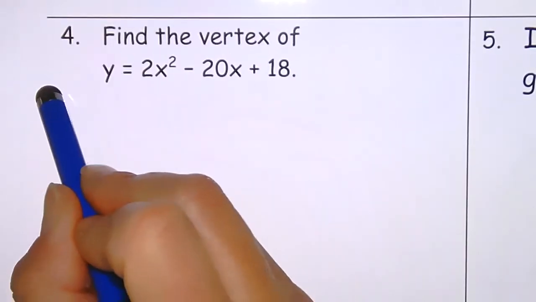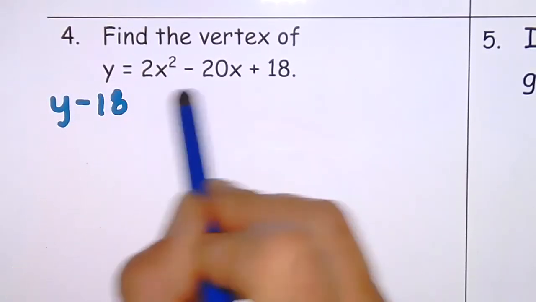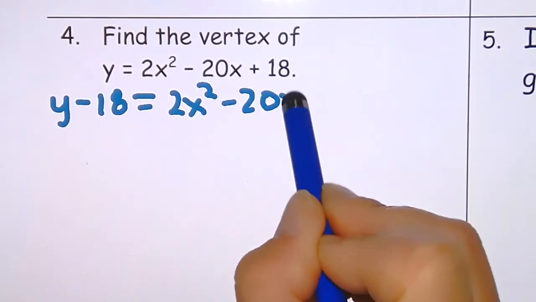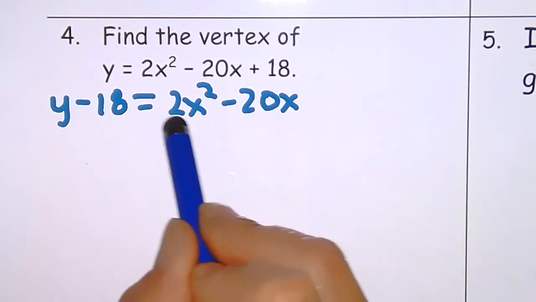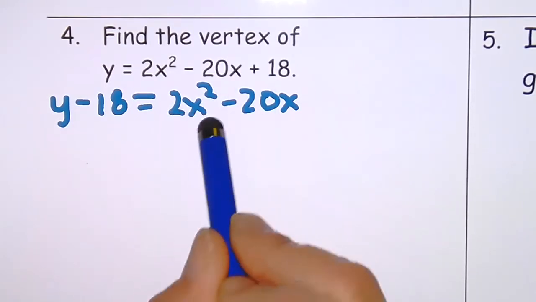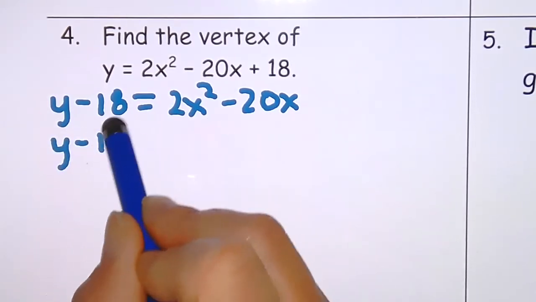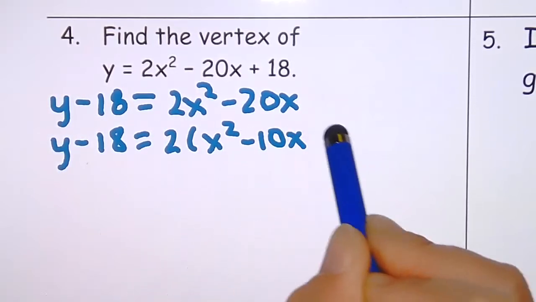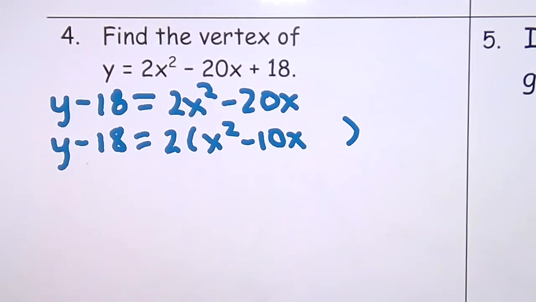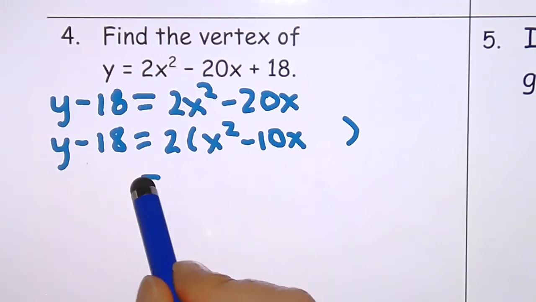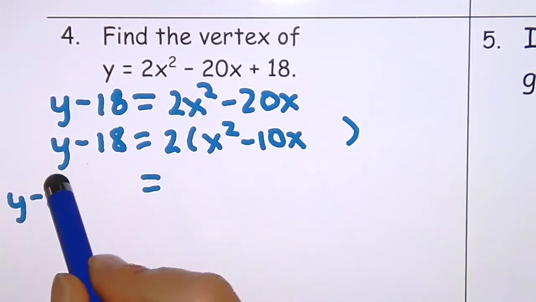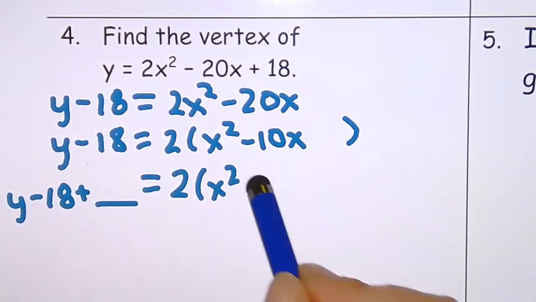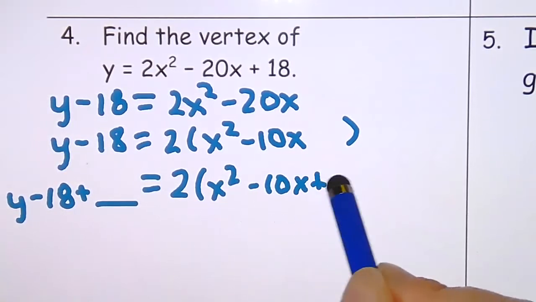So if I complete the square, I'm going to have y minus 18. I'm going to bring that 18 over, is equal to 2x squared minus 20x. Now to complete the square, I do not like to have a 2 in front, so I'm going to factor that out. And so I'm going to have 2 times the quantity, x squared minus 10x. And then I am going to try to complete the square. So when I do that, I'm going to have y minus 18 plus something, equals 2 times x squared minus 10x plus something.